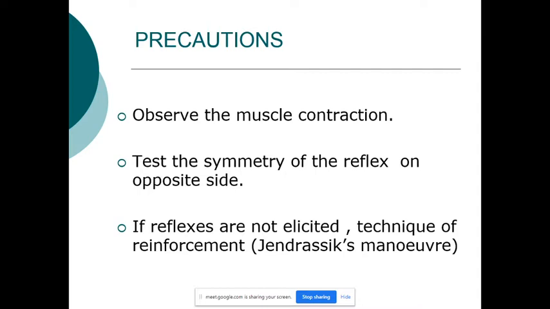Now because we will be doing a biceps jerk, we will do a triceps jerk also. So first you do biceps jerk on both sides, then you go to the triceps jerk. Okay, that is the meaning of that.